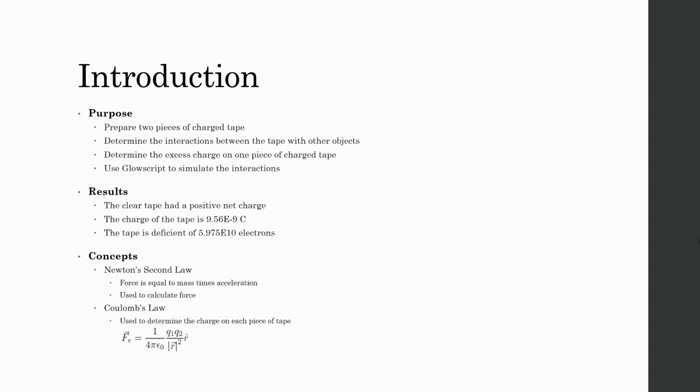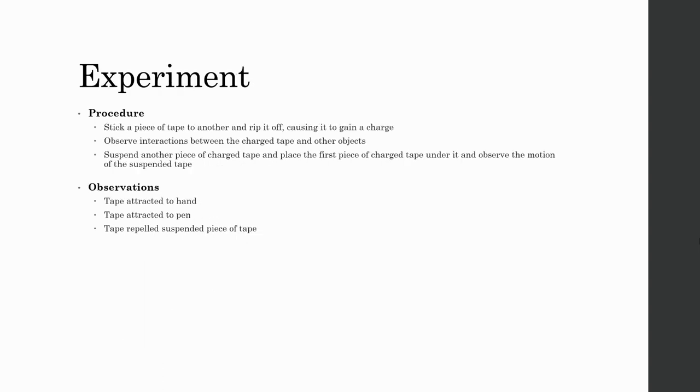Important concepts used in this experiment are Newton's second law, which was used to calculate force, and Coulomb's law, which was used to determine the charge on each piece of tape. In this experiment, a piece of tape is charged by taping it onto another piece of tape and removing it. The tape is then put near other objects to observe their interaction.